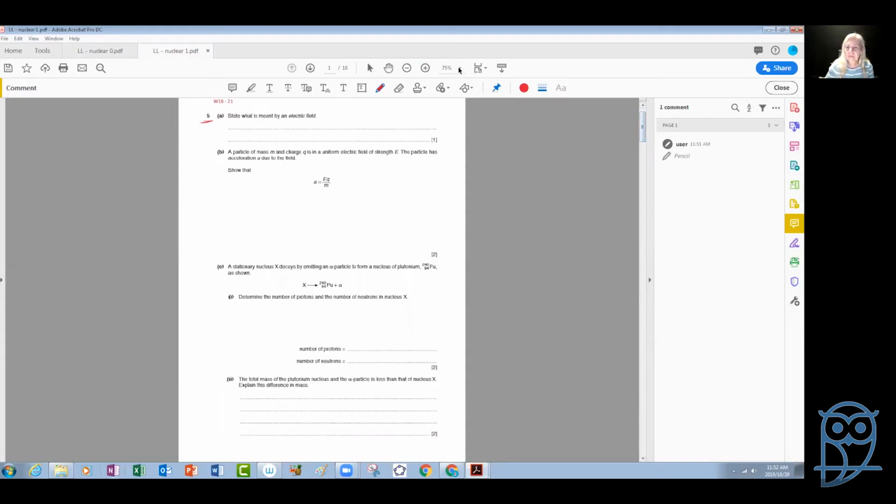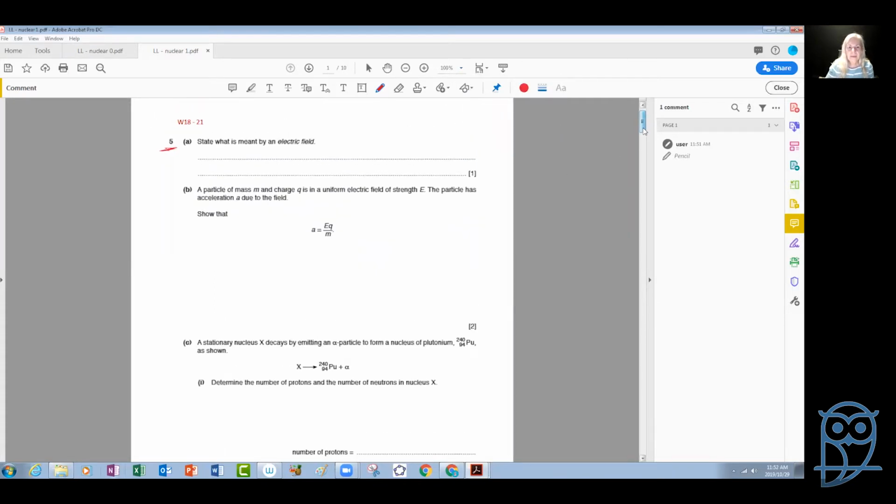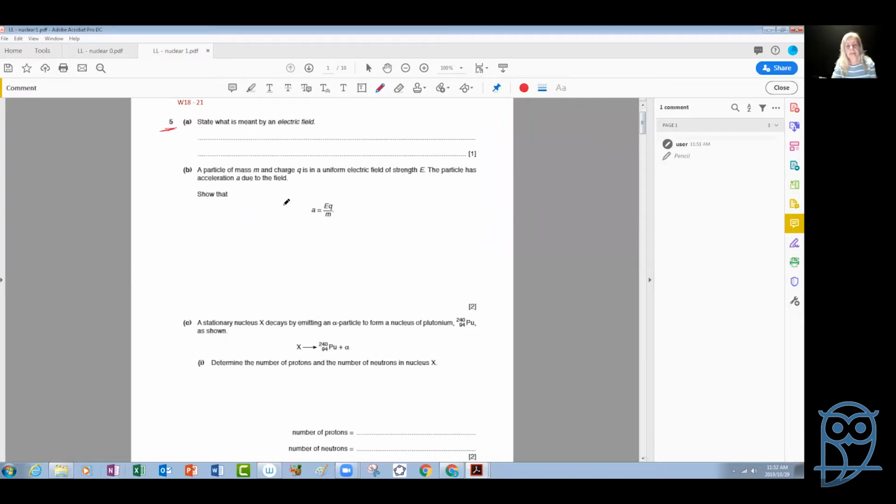So actually, let's make this bigger so that we can see. State what is meant by an electric field. Well, it's just a definition, obviously, for 1 mark. We have to say that the electric field is a region of space where a force acts on a charged particle. Not that it's the best definition, but anyway, region of space where a charged particle experiences a force, the electric force, not just any force, experiences the electric force.